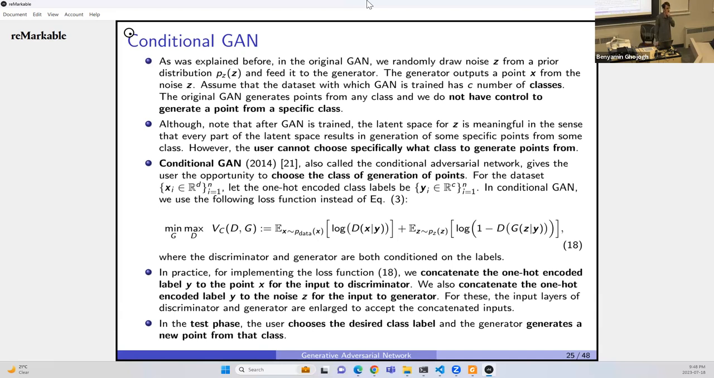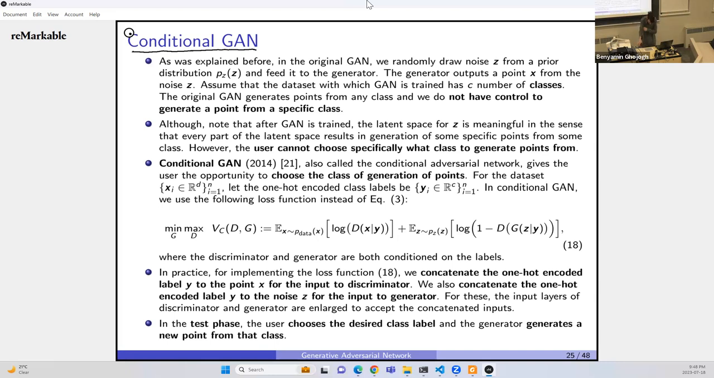But what if we have class labels, and in the test phase, I want to tell it, generate some data points from class one. Assume I train GAN on animals. If I use the original GAN, it might generate anything: giraffe, dog, elephant, whatever. But what if I want to tell GAN, no, generate some random giraffe, generate some random dog. I don't want cat. Right? Then you should use conditional GAN.